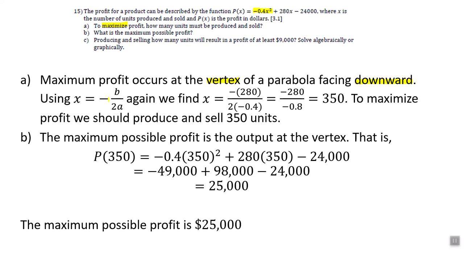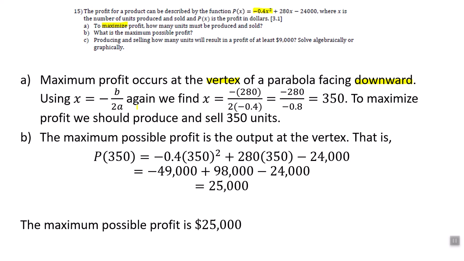Using our formula, x equals negative b over 2a, again, to find the location of the vertex, we find that x equals negative 280 divided by 2 times a negative 0.4. Simplifies to negative 280 over negative 0.8. Pulling out a nice little calculator here, we get 350. To maximize this profit, we should produce and sell 350 units. Questions asked in words. Let's answer it in words.